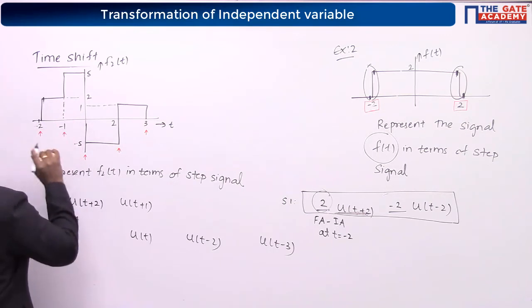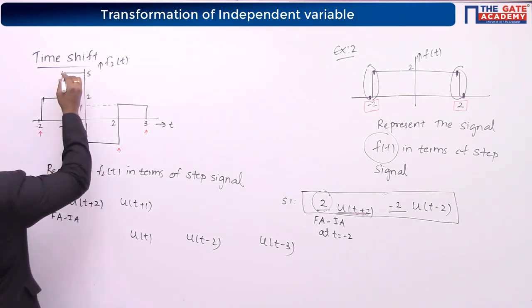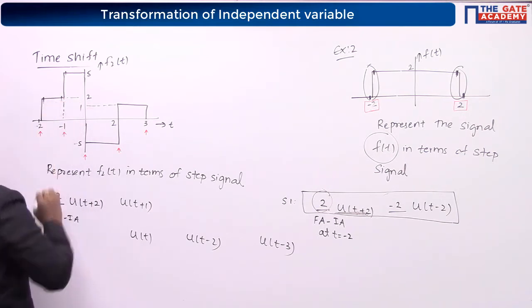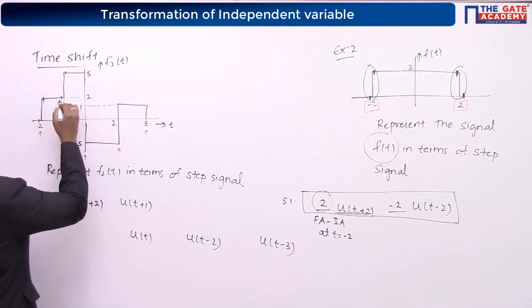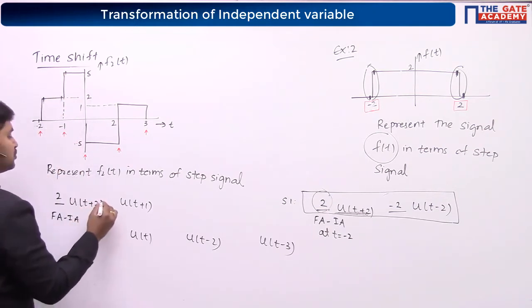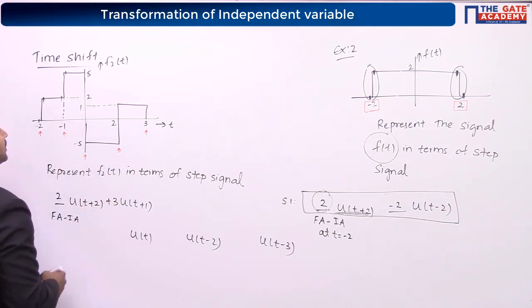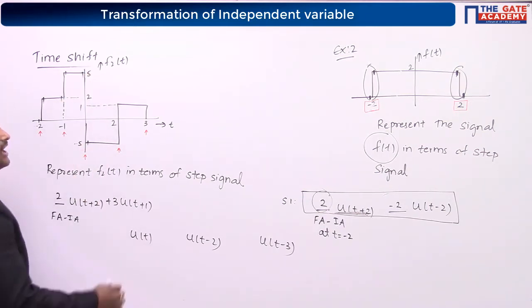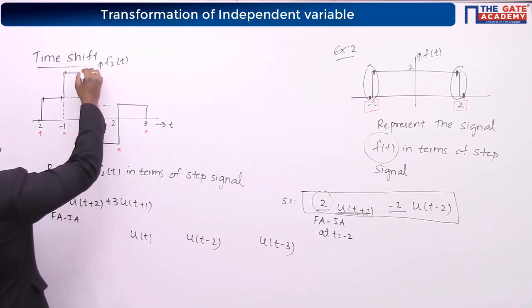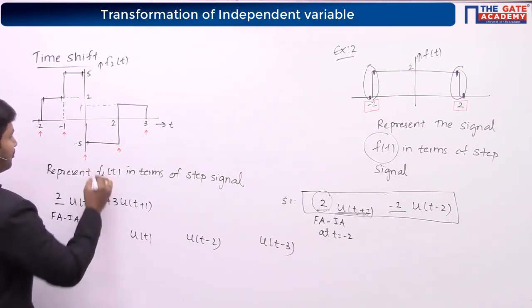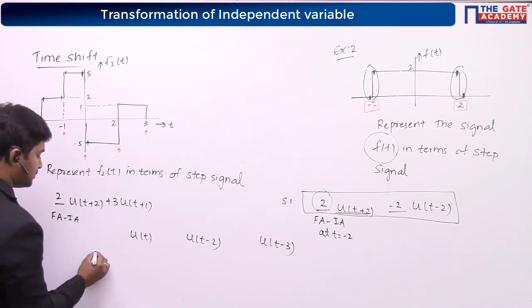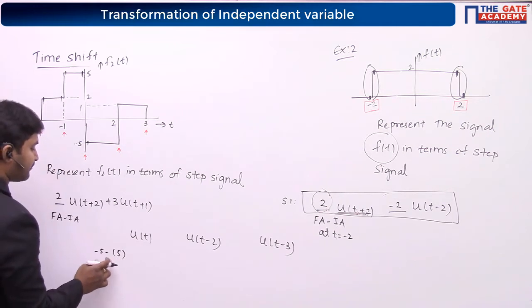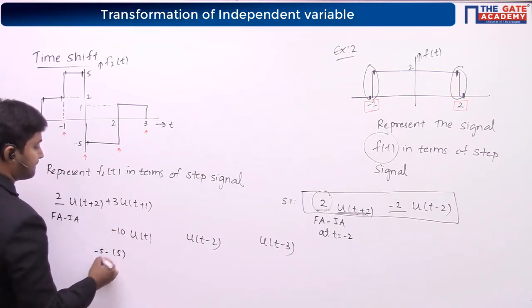Next. At t is equal to minus 1, after, before. After crossing the step and before crossing the step. After crossing it is 5, before it is 2. So 5 minus 2, it is plus 3. And again at t is equal to 0, after, before. After step it is minus 5, before step it is plus 5. So final minus initial. So final is minus 5 minus initial, so minus 5 minus 5, it is minus 10.